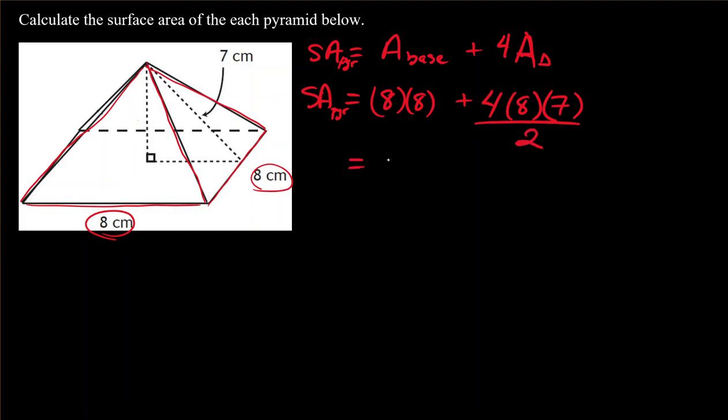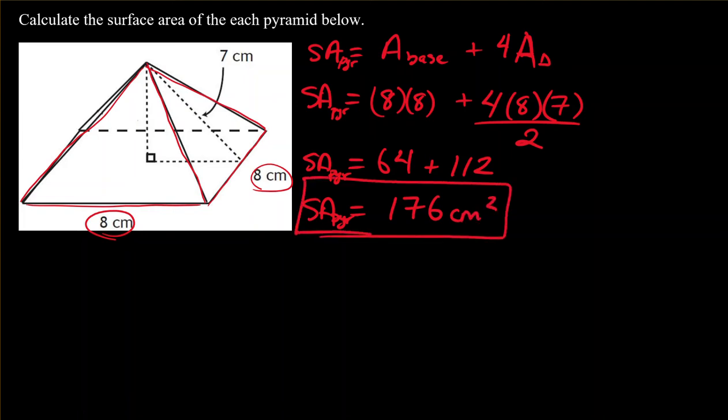Perfect. So 8 times 8 is 64, plus 4 divided by 2 is 2. 8 times 7 is 56. 56 times 2 is 112. So the surface area of this pyramid is going to be 64 plus 112, which is 176 square centimeters. Now, the most difficult part of this problem was identifying that the slant height over here is the height of our triangle, and we call it S. That's the slant height. The base of this triangle is whatever the base of our pyramid is. Let's try another one.